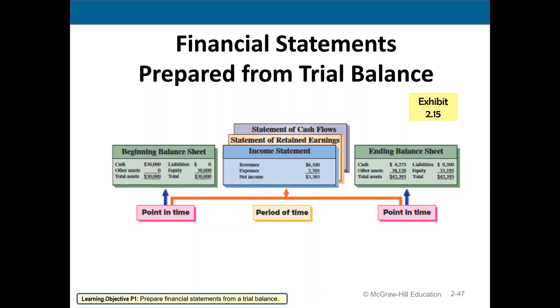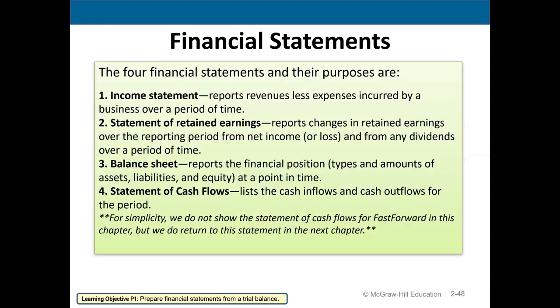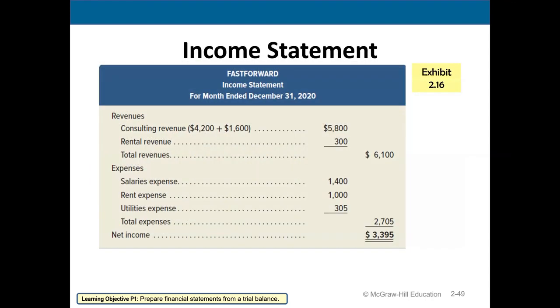So I'm looking at the income statement maybe for the first quarter 2023. I can compare that to first quarter 2022. So I'm pulling all of my information for a period of time. And then I have my ending balances, which is that point in time again. These are the 4 financial statements. We talked about those last week.